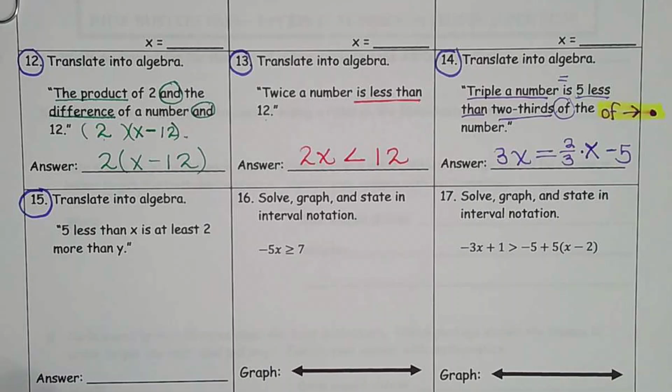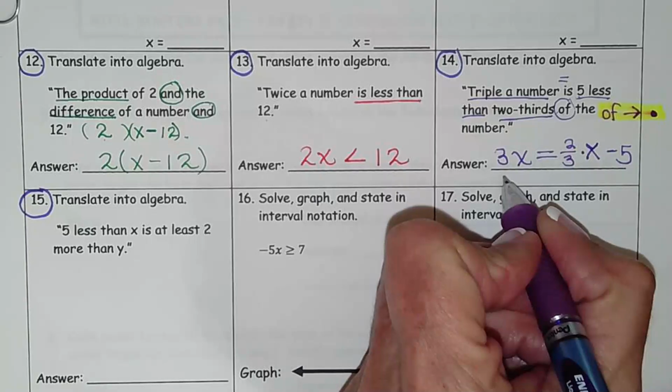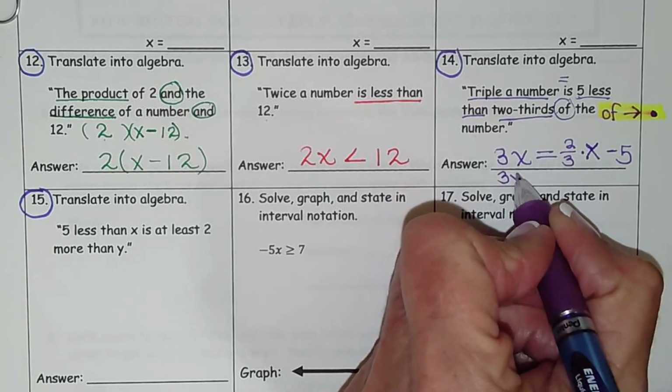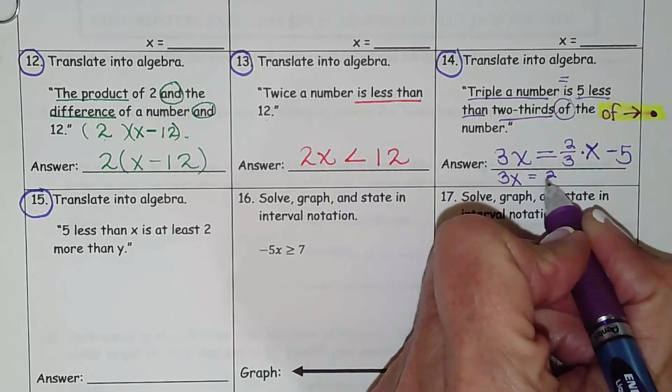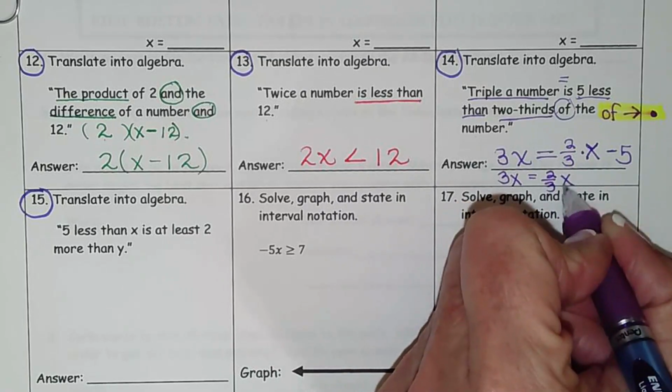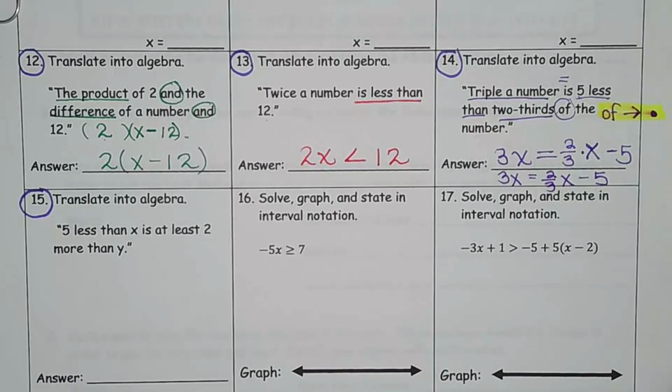So 3x equals 2/3 times x, or just 2/3 x minus 5. And the less than told us to put that at the back. And you can write it with or without the times sign. You could also write it like this in ALEKS, 2/3 x minus 5. So either way is fine.